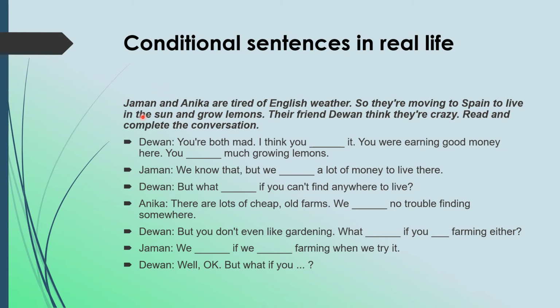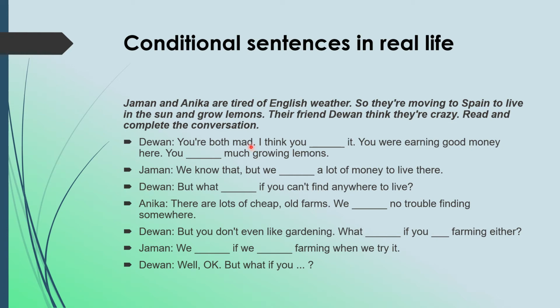Jaman and Anika are tired of English weather, so they are moving to Spain to live in the sun and grow lemons. Their friend Dewan thinks they are crazy. Read and complete the conversation. So here is the conversation. In another sense, you can have an idea about developing a dialogue or conversation. You can do that. So whenever you find something to learn, please take it.